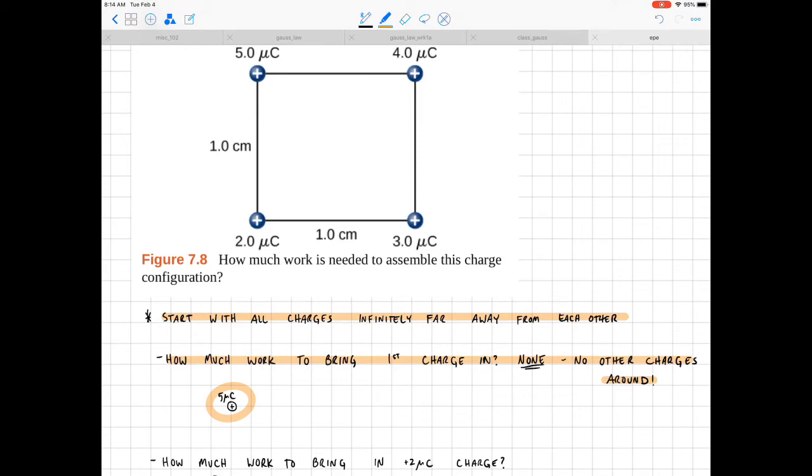Well, the answer is it doesn't take any work to do that, because there's no electric field in this region, because there are no other charges. So the first charge comes in for free, right? It takes no work to do that.